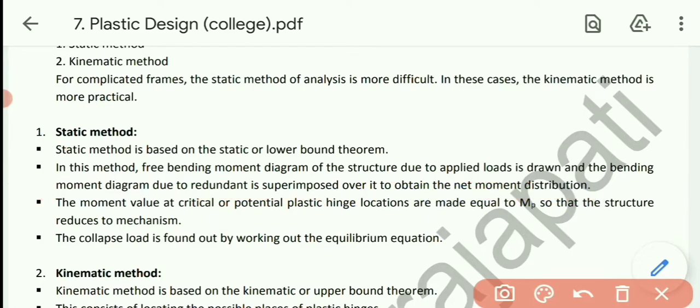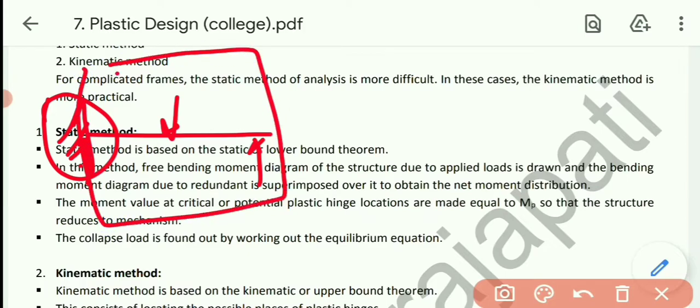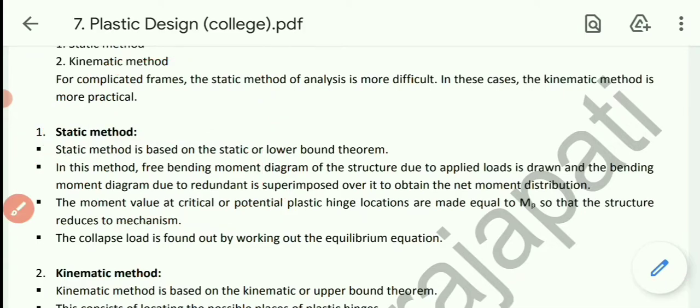In simple words, for example, say a propped cantilever beam with a central point load. First of all, we need to remove the redundant from this one, and we need to draw the diagram for the simply supported beam with central point load, as well as the moment diagram with respect to this fixed support. After that, we can easily get the value of load and moment.